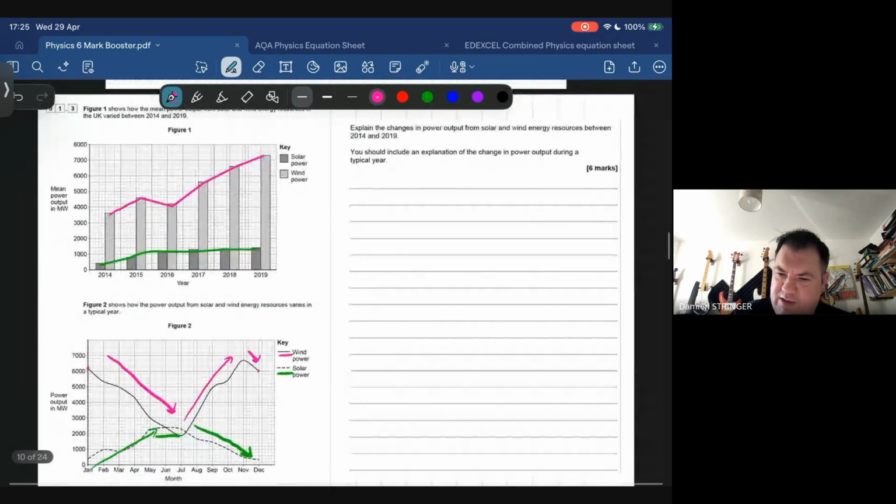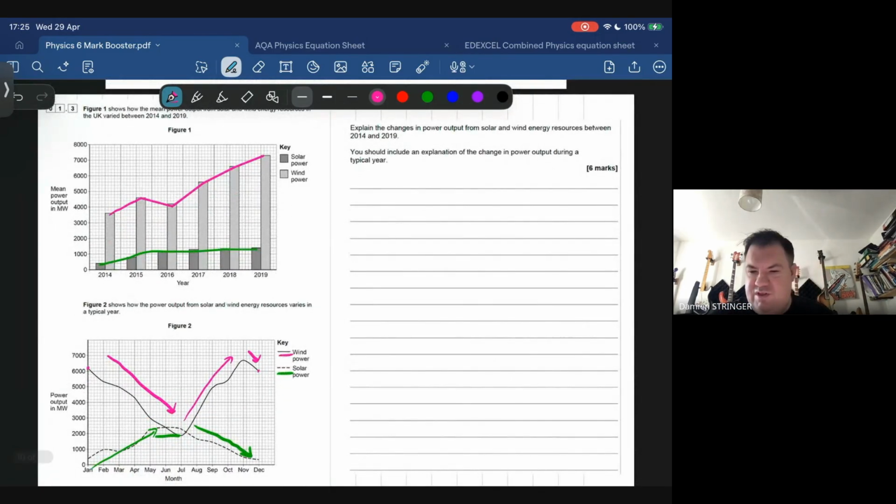So, explain the changes in power output from solar and wind energy resources between 2014 and 2019. Now, I always make sure that those numbers are actually on the graph, because I've definitely been caught out before where it said some years, and it turns out that those years are only part of the graph. So you've just got to be mindful of that. Explain the changes between 2014 and 2019. You should include an explanation of the change in power output during a typical year. So we're looking at both graphs, aren't we?